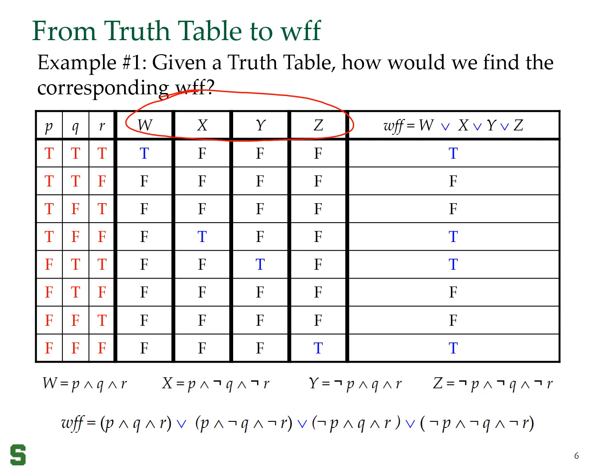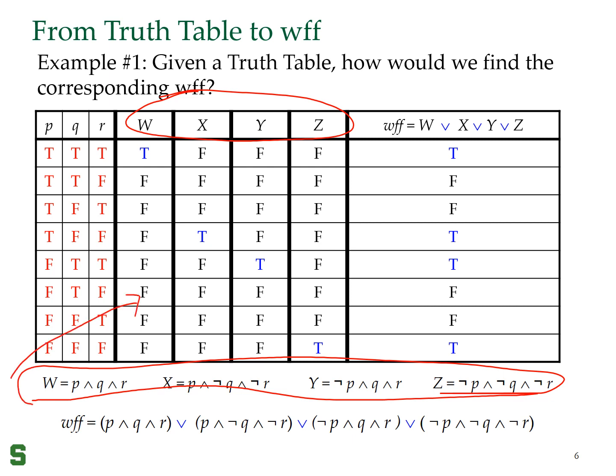First thing I want you to do is verify why I have these formulae the way they are and how they correspond to this truth table. Make sure you understand that. And the second thing I want you to do is see how we got this formula by taking a disjunction of W, X, Y, and Z.